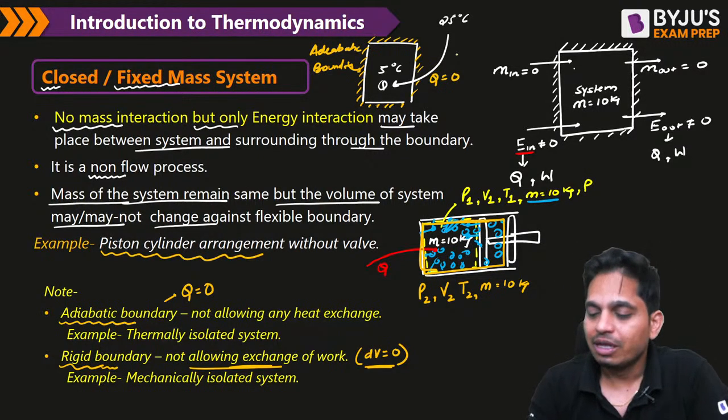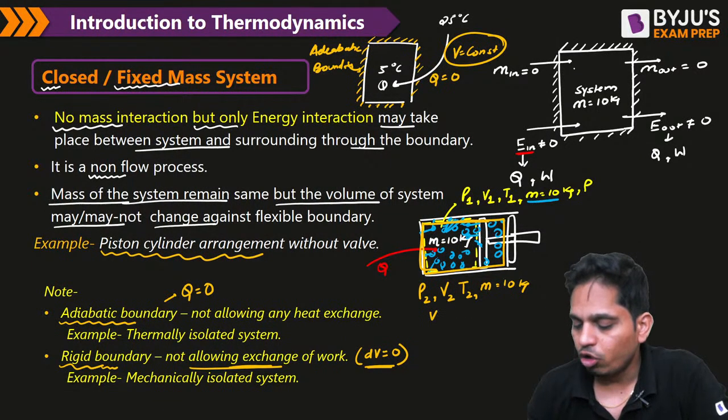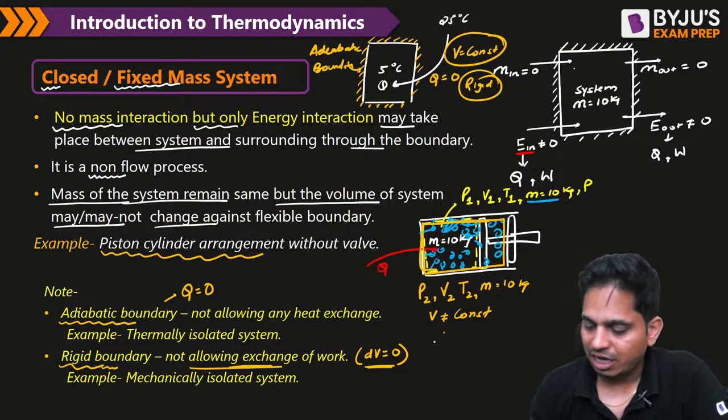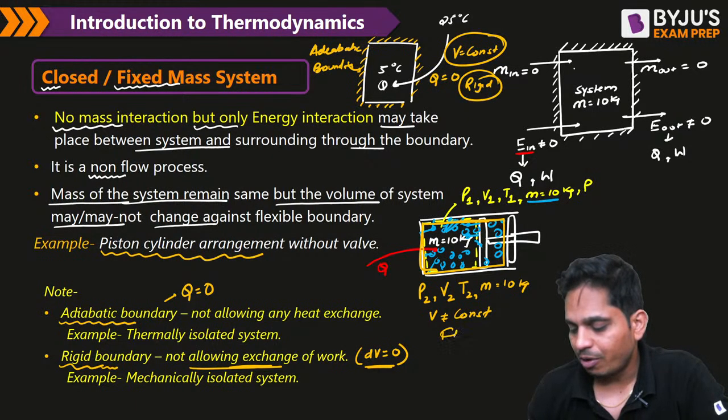For example, this volume is constant. Whatever you do, volume will remain constant. But here, volume is not constant. Volume can change. So this is basically a rigid boundary. This is a rigid boundary. This is thermal. This is a flexible boundary.